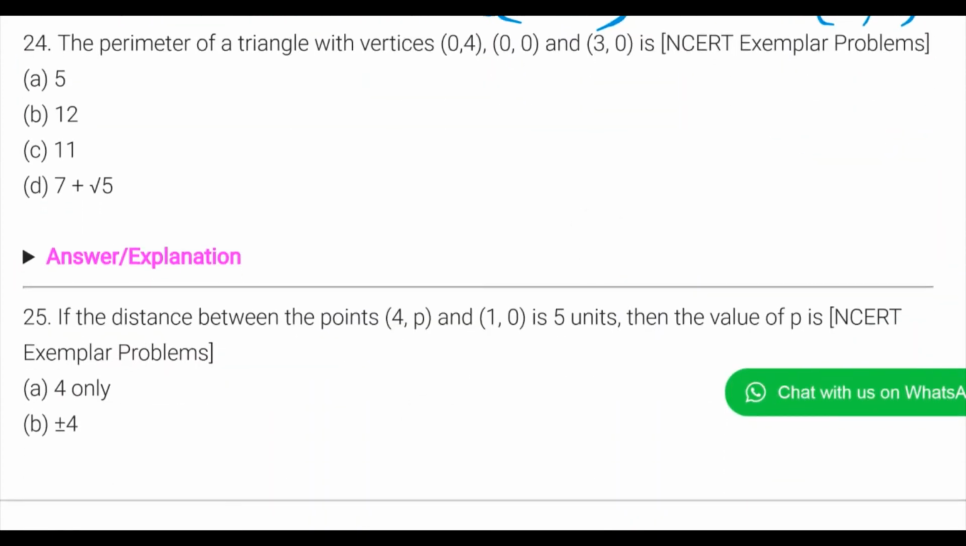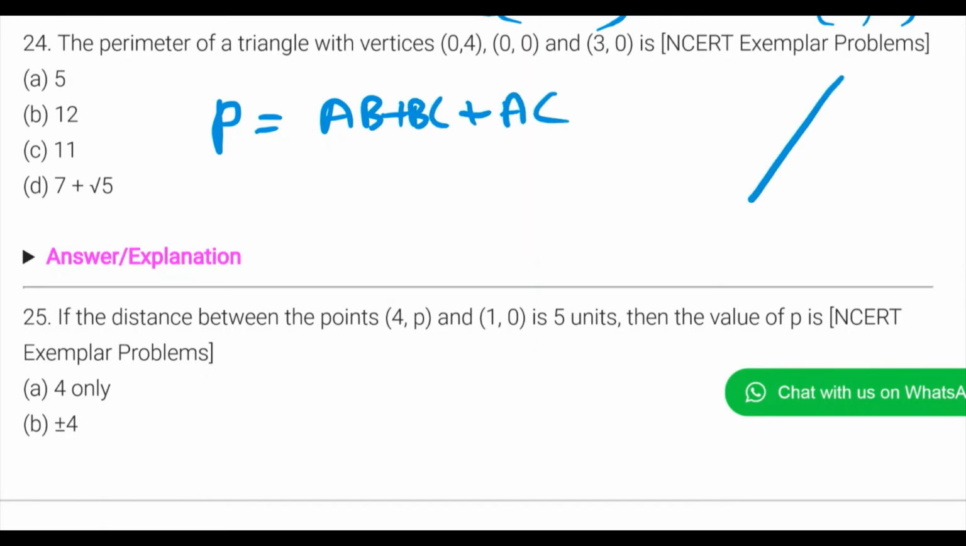Next question is 24th. The perimeter of a triangle with vertices is given, so we need to find the perimeter. Perimeter of triangle equals AB plus BC plus AC. So find the distances of all the three sides and just add them. That gives the answer.